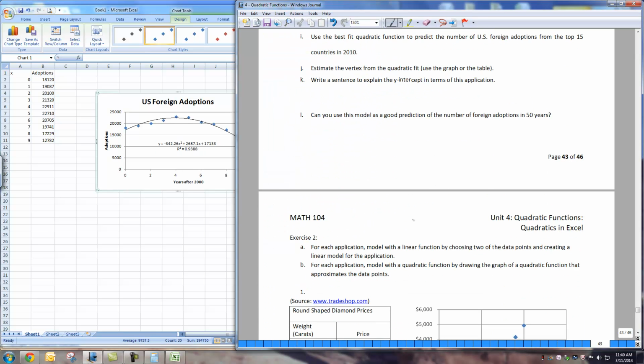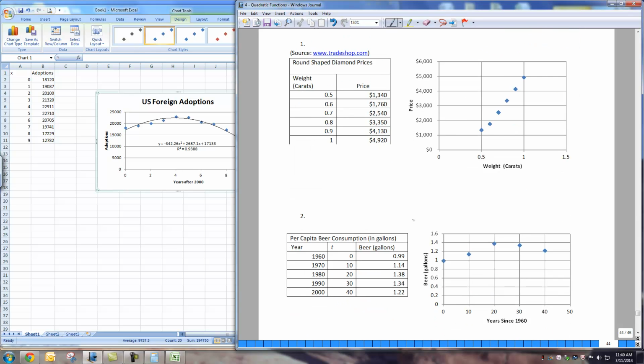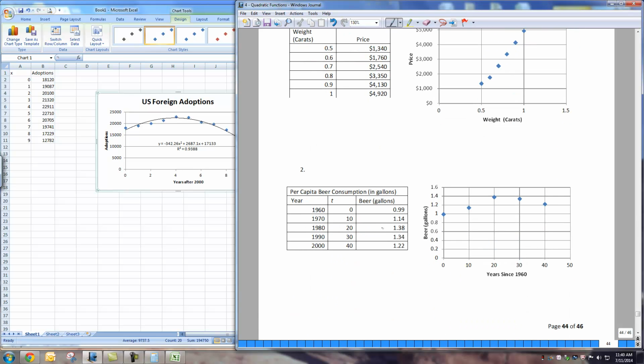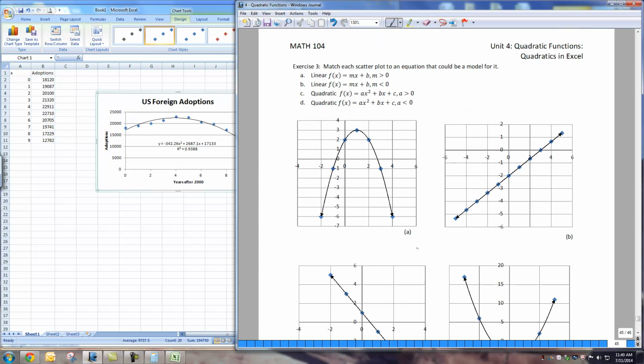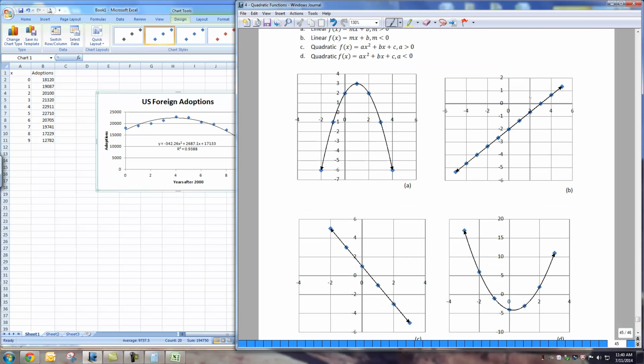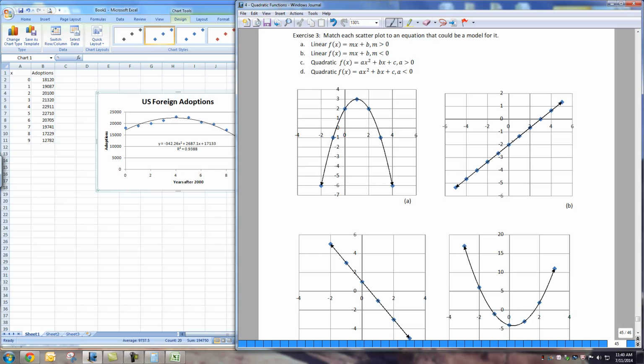All right. Exercise 2, we could do the same type of thing. So here, beer in gallons, you can do the same type of thing. Exercise 3, match each scatter plot. So notice there's two lines. One has a positive slope, one has a negative slope. Looks like this one has the positive slope. So this one's A, this one's B. And looking at our two quadratics, this one opens down, so it should have an A that's negative. The leading coefficient should be negative like this one, which is D. And this one then would be C.